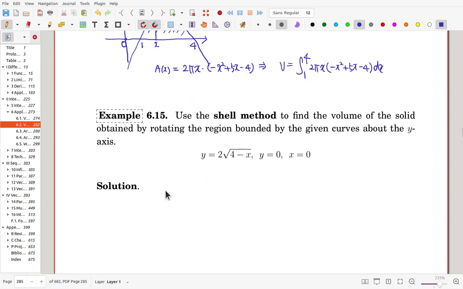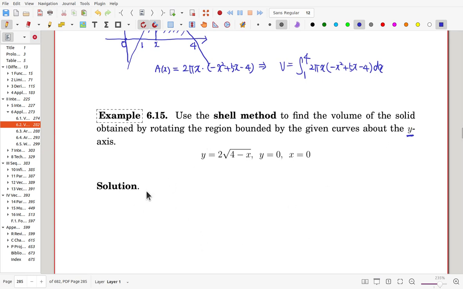Now we'll use the shell method to find the volume of the solid obtained by rotating the region bounded by the given curves about the y-axis. Okay, so the rotation is about the y-axis.